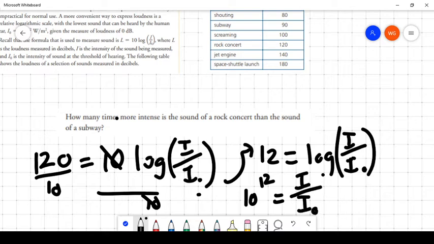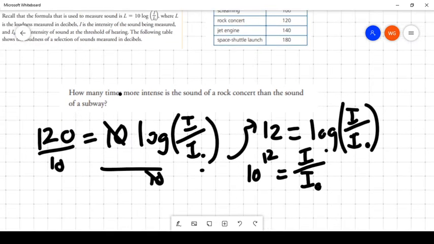In other words, the rock concert is 10 to the power of 12 times more intense in terms of its sound output than a sound that is on the threshold of human hearing, like maybe the rustling of leaves or something very quiet. We still haven't answered the full question though. What we've determined is that a rock concert is 10 to the power of 12 times as intense as a sound that is basically 0 decibels.